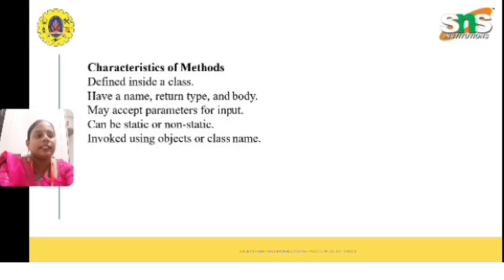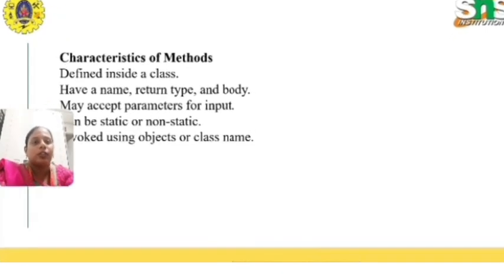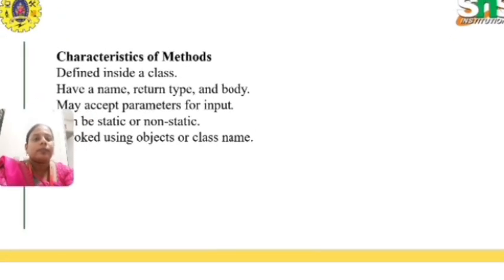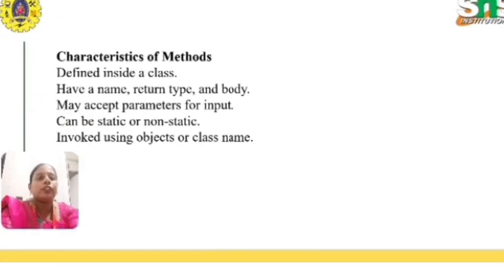So what are the characteristics of methods? A method is defined inside a class, and has a name, return type and body. It may accept parameters for input, and can be static or non-static. It is invoked using objects or the class name.